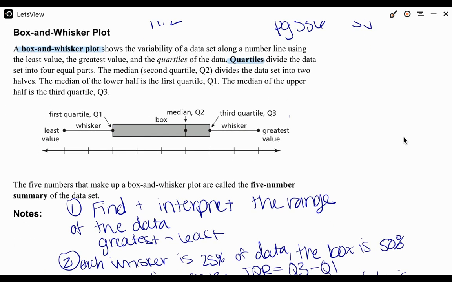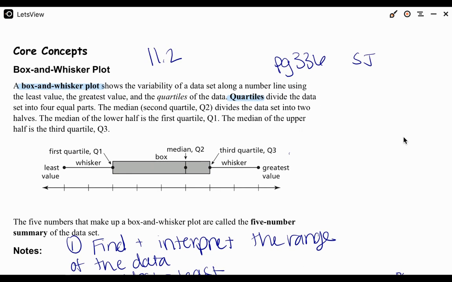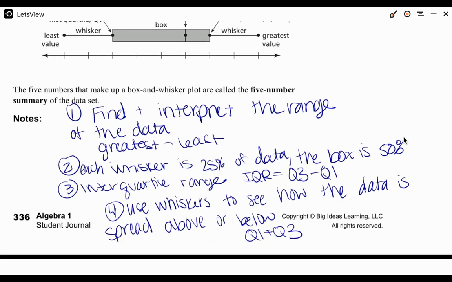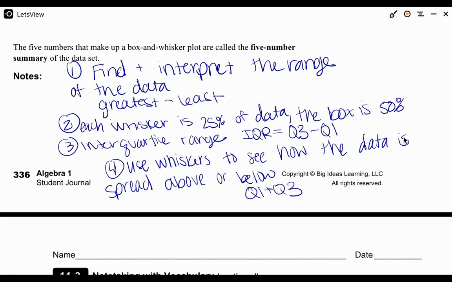Okay. So there are 5 main numbers that make up a box and whisker plot, and those are called the 5-number summary of the data set. Number 1, number 2, number 3, number 4, number 5. So least value, greatest value, our first quartile, our median, which is our second quartile, and then our third quartile. Pause the video quick and copy these in as well.